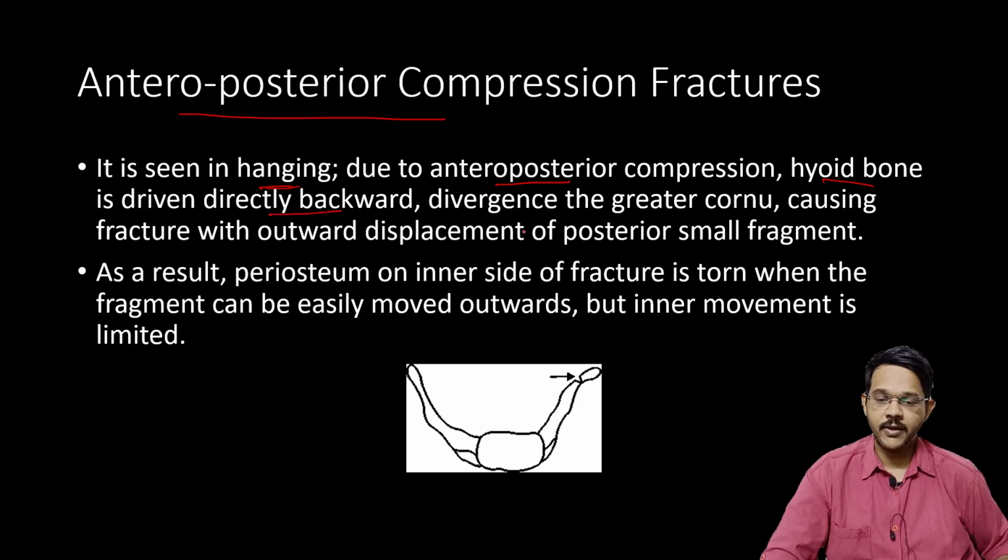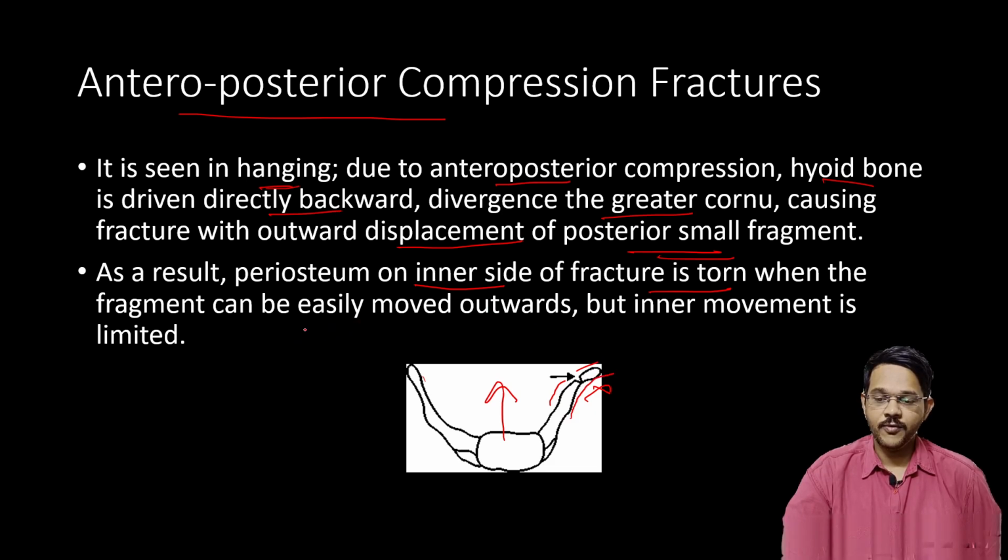The hyoid bone is driven backwards, which causes the greater horns to break outwards, diverging. So it causes divergence of the greater horns, causing the fracture with outward displacement of the small posterior fragment. As the hyoid bone is compressed anterior posteriorly, the distal fragment fractures outwards. As a result, the periosteum on the inner side of the fracture is torn, but on the outer side it will be intact.